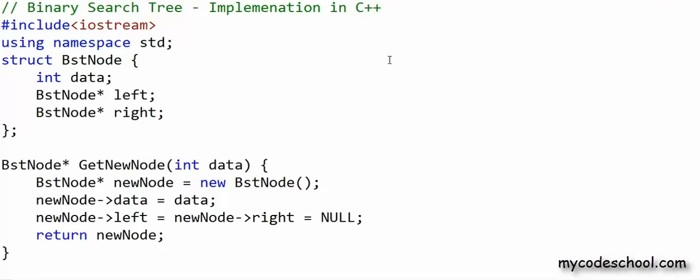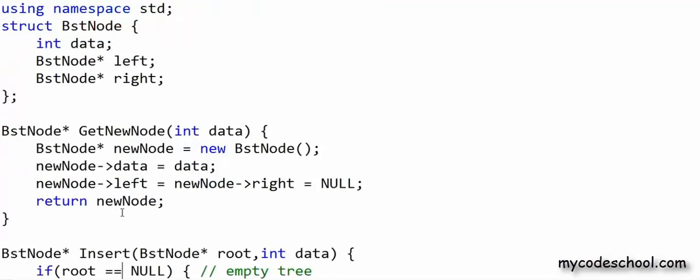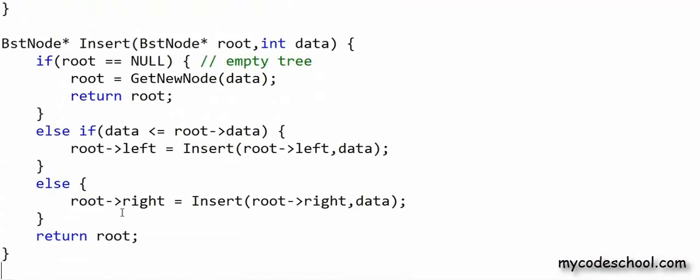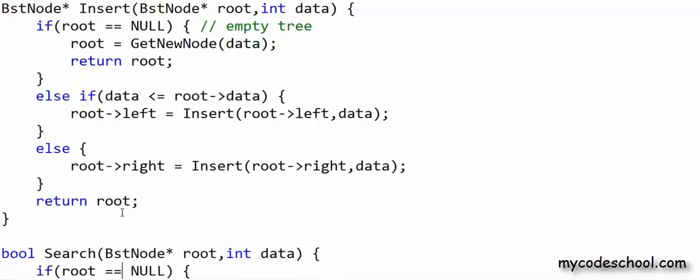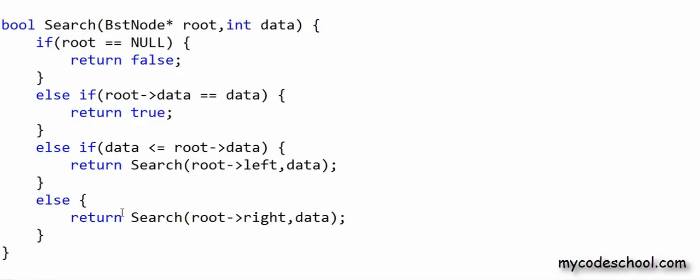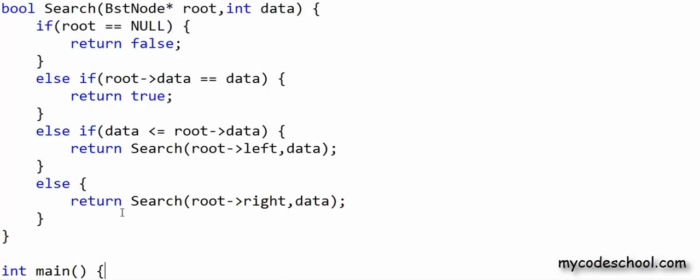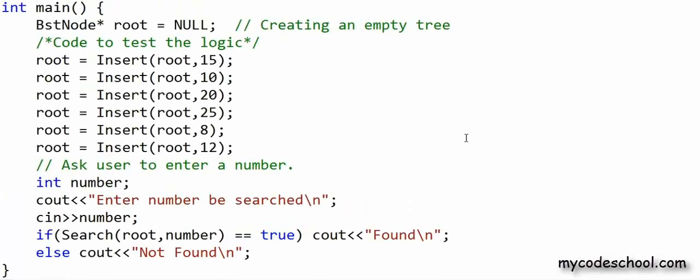So here is the code that we had written. We have this function get new node to create a new node in dynamic memory, and then we have this function insert to insert a new node in the tree, and then we have this function to search some data in the tree, and finally this is the main function. You can check the description of this video for link to this source code.